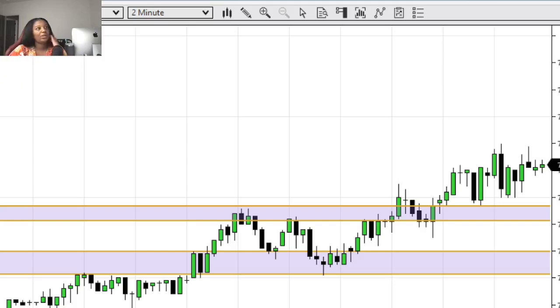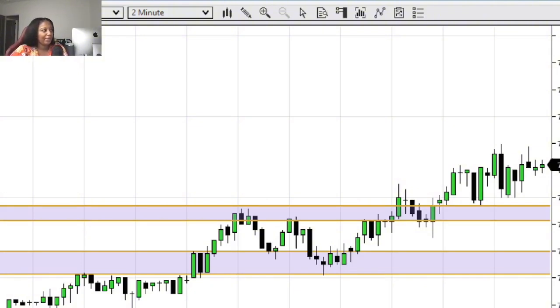Okay, so we're creeping up on the NY session. I do not trade the first 15 minutes of the NY session if it's too volatile, which normally it is. The only reason why I would trade the first 15 minutes is if there was a super clear entry. But other than that, I pretty much stay away from the first 15 minutes of the day in the NY session. So we're creeping up on it.